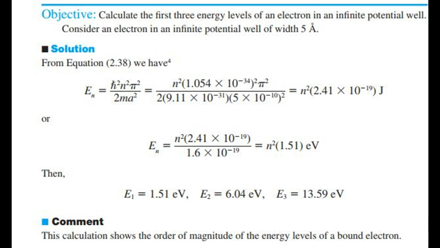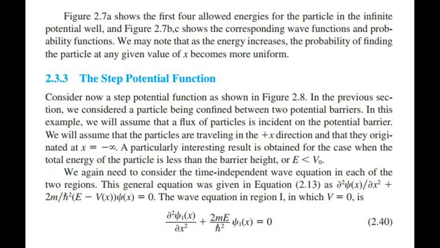Objective: calculate the first three energy levels of an electron in an infinite potential well. Consider an electron in an infinite potential well of width 5 angstroms. Solution: from equation 2.38, we have the energy expression. This calculation shows the order of magnitude of the energy levels of a bound electron. Figure 2.7a shows the first four allowed energies for the particle in the infinite potential well, and figures 2.7b and c show the corresponding wave functions and probability functions.